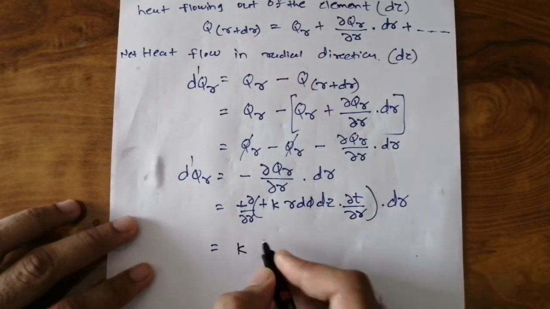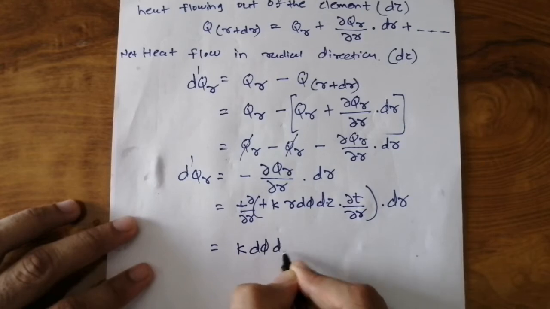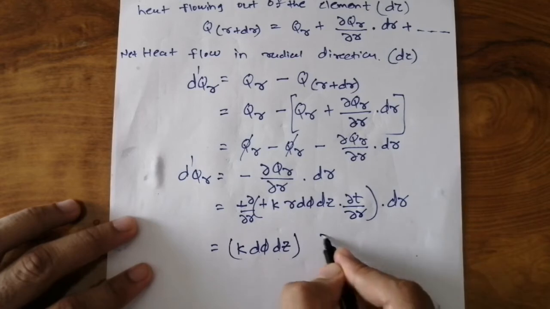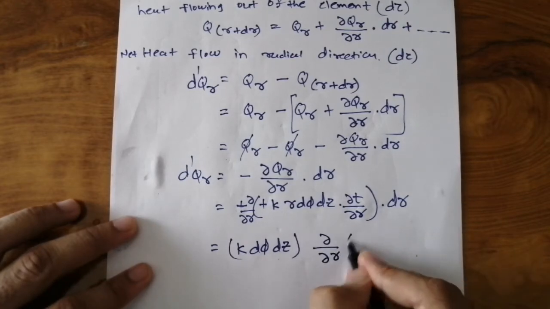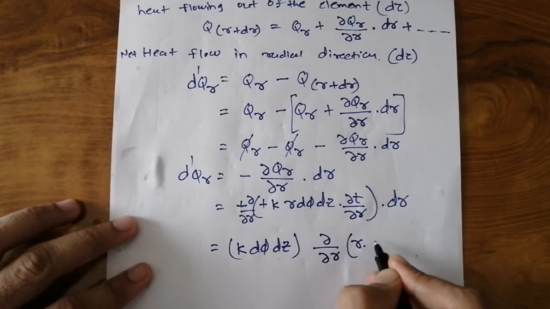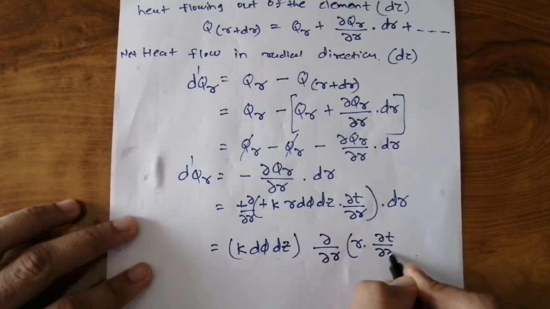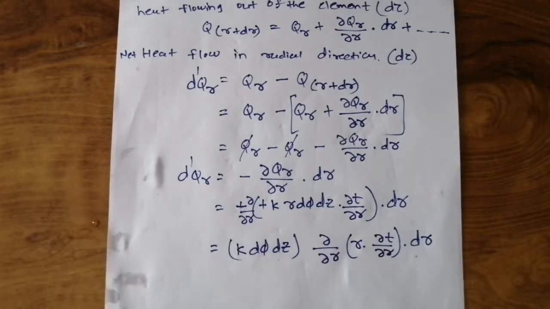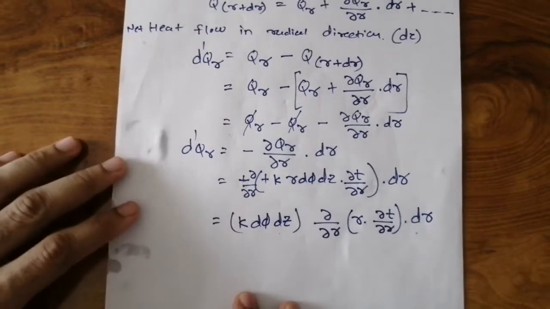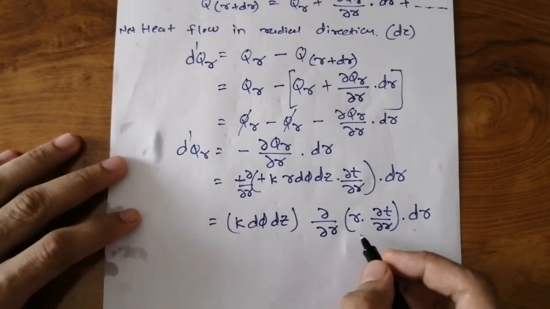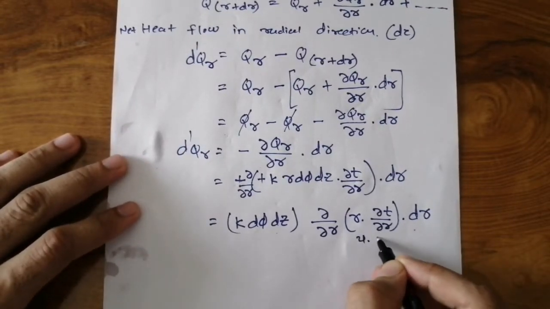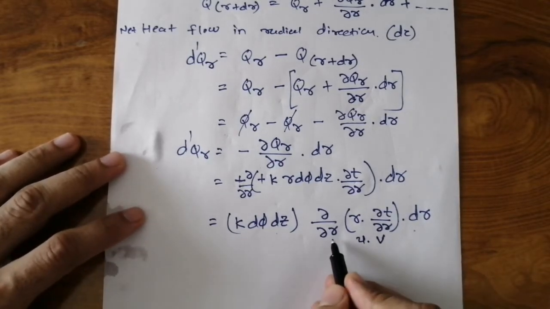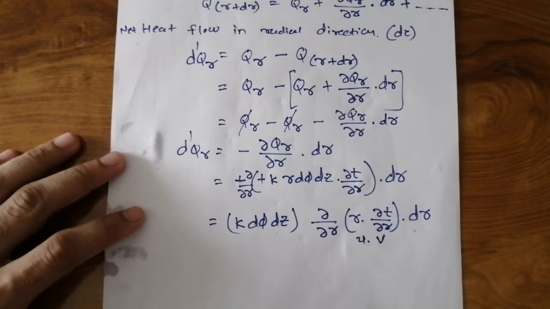So we just consider k outside the bracket, dφ is considered and dz is considered. Then the remaining will be what? The remaining will be ∂/∂r. So inside the bracket is r into ∂T/∂r into dr. Now in this equation, according to maths, we can say that the u and v relationship will be considered. Differentiation with respect to r will be considered and the rule u into v will be used.